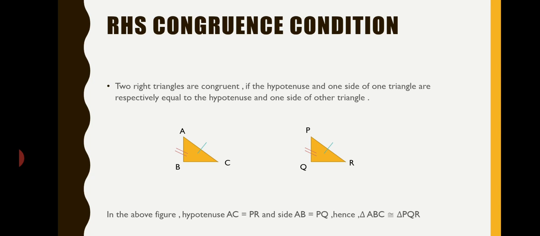These are the four conditions for congruency of triangles. I hope you understand this one. There is no AAA or AAS congruency criteria for triangles. Okay, thank you.